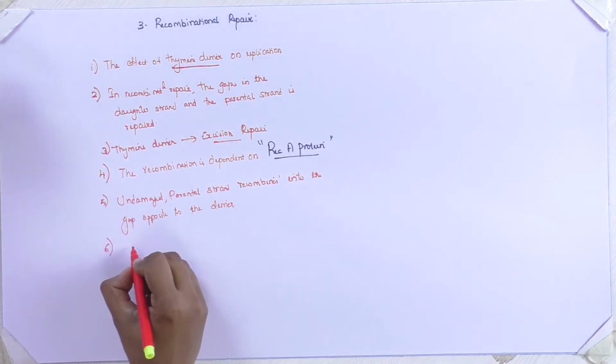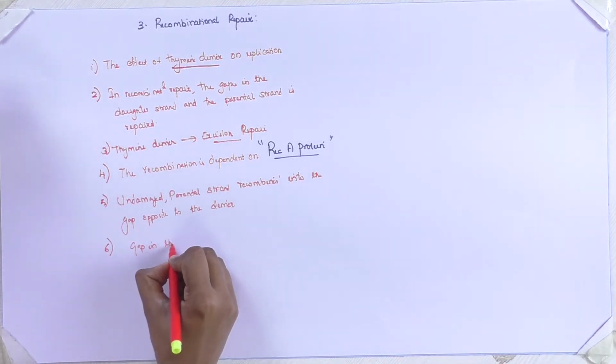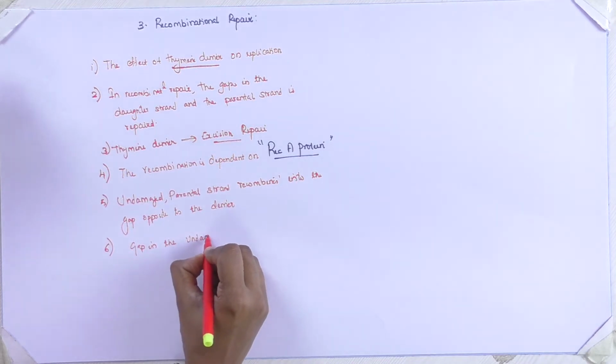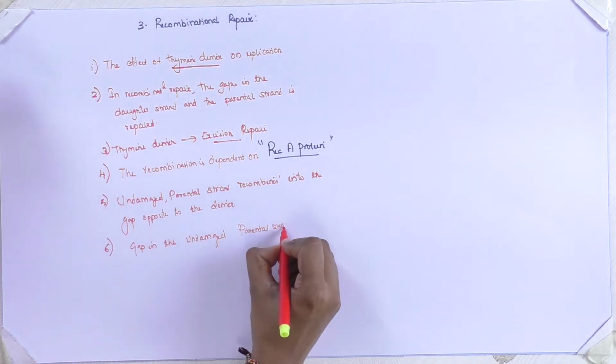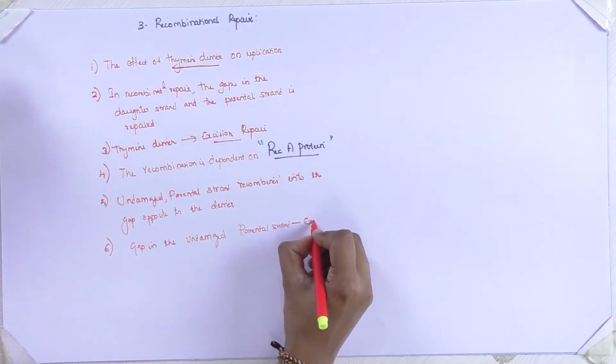And the sixth process is that the gap in the undamaged parental strand undergoes excision. So far we have studied thymine dimer formation, the direct reversal method, under which you have photolyase and methyl transferase, and the second method, the excision repair method. Instead of photolyase, you use the endogenous nuclease enzyme, that is the endonuclease enzyme present within your body for correcting, the cut and patch mechanism.